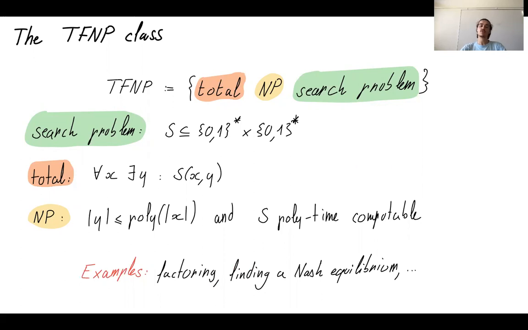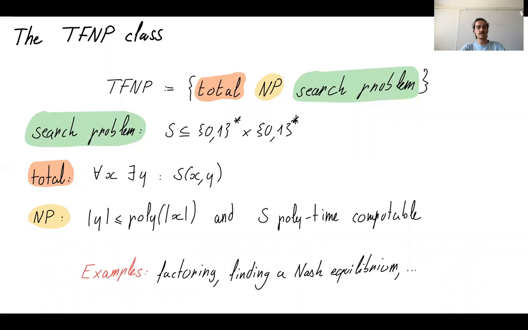So more formally, a search problem is a relationship on bit strings. So it's a subset of the Cartesian product of bit strings. We say that a search problem is total if for any x, you can always find a y such that the relationship holds. And we say that y is a solution of the instance x. We say that a search problem is in NP if furthermore, this y always has size polynomial in x, or can always be made small, and that you can also check the relationship in polynomial time.